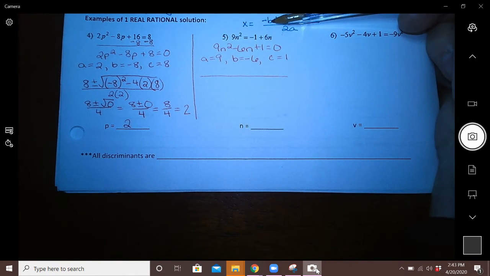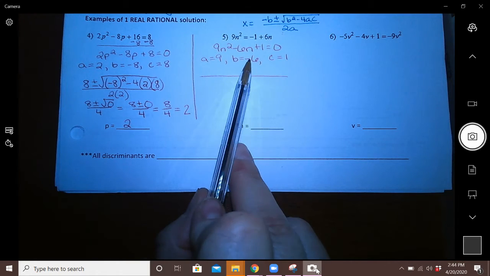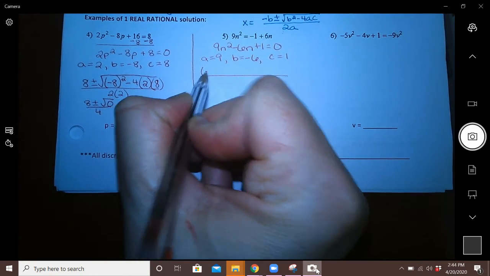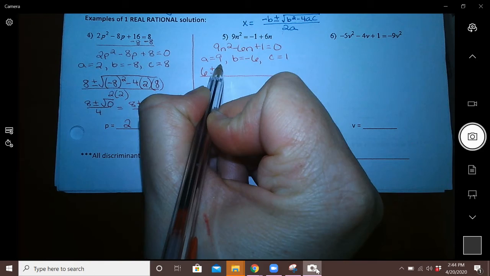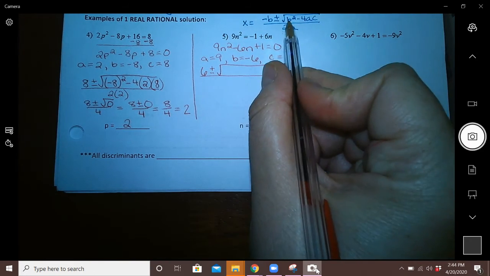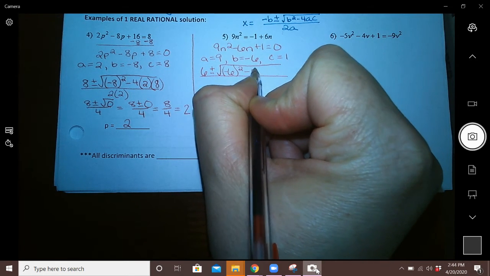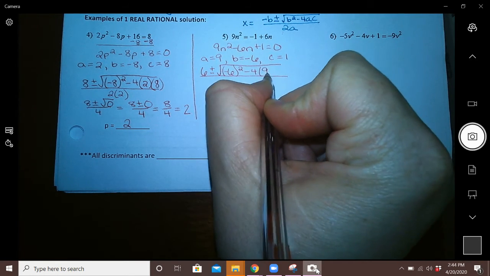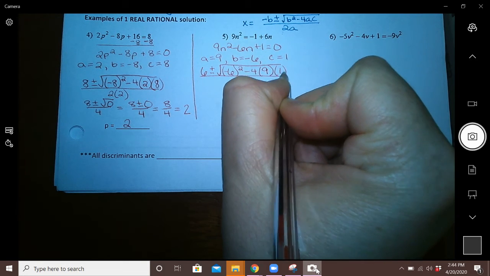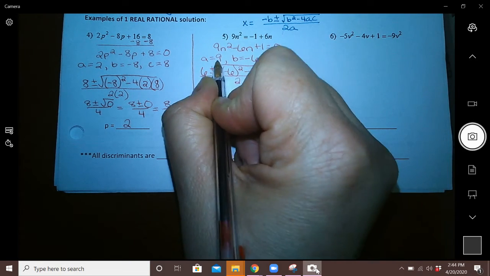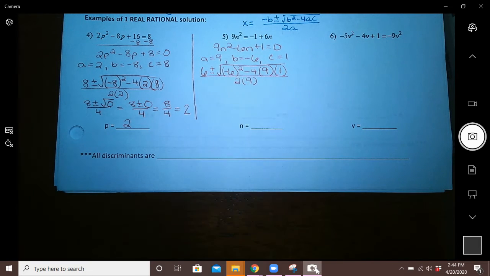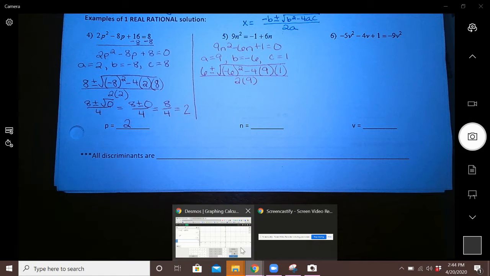The formula calls for a negative b. Negative of negative 6 is positive 6, plus or minus a square root of b squared, so negative 6 squared, minus 4 times a, which is 9, times c, which is 1, all over 2 times a, which is 9. Pause the video here if you need to. Make sure you've plugged that in correctly. I'm going to head over to Desmos and start letting Desmos figure out the discriminant for me.